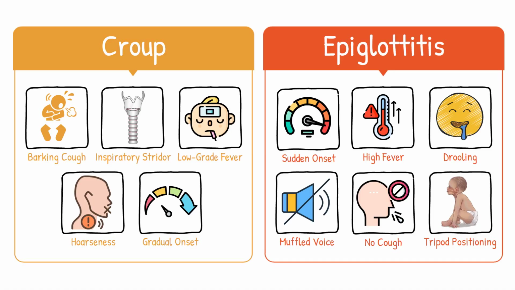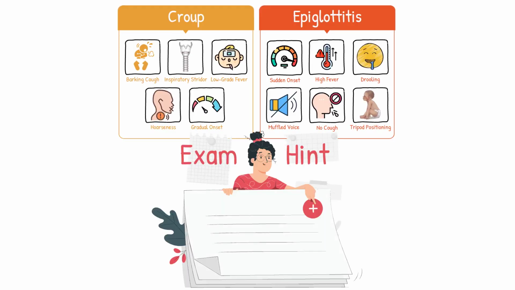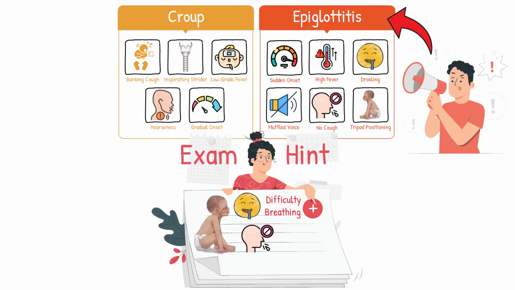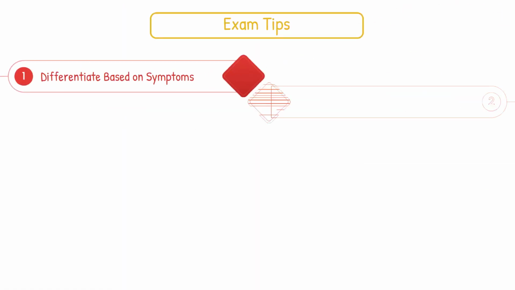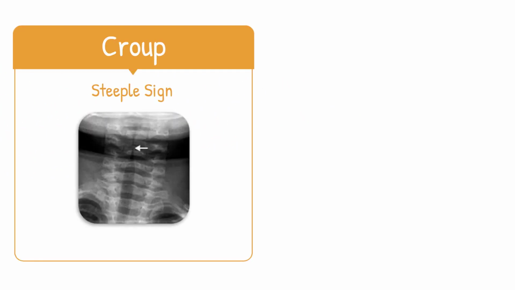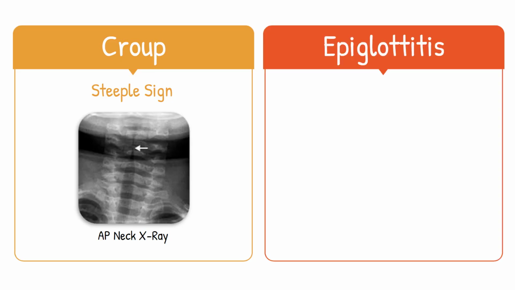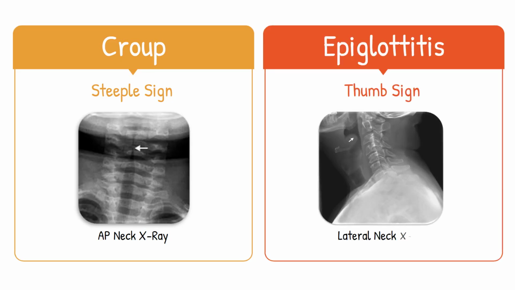A helpful exam hint to remember is this: if a child is drooling, sitting upright in distress, and struggling to breathe without coughing, epiglottitis should be suspected, and immediate airway intervention is crucial. Radiographic findings can further help differentiate between the two. Croup typically shows a steeple sign on an AP neck X-ray, which reflects subglottic airway narrowing. On the other hand, epiglottitis reveals the thumb sign on a lateral neck X-ray, indicating a swollen epiglottis.